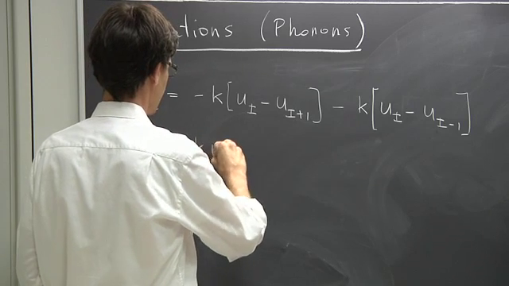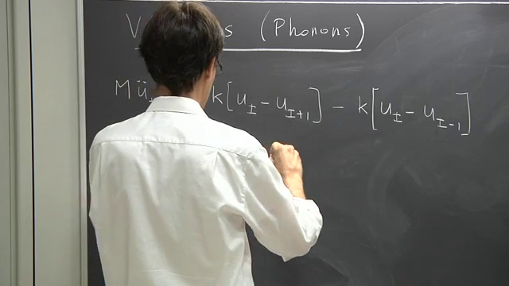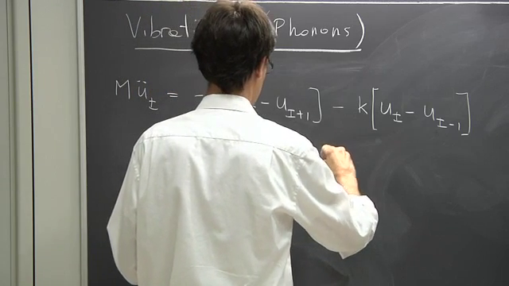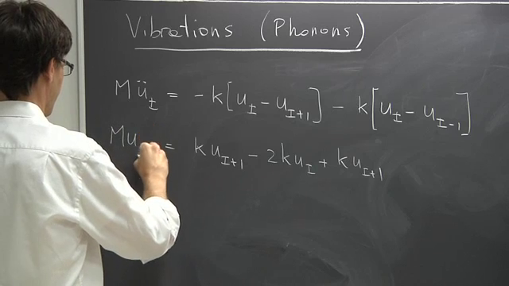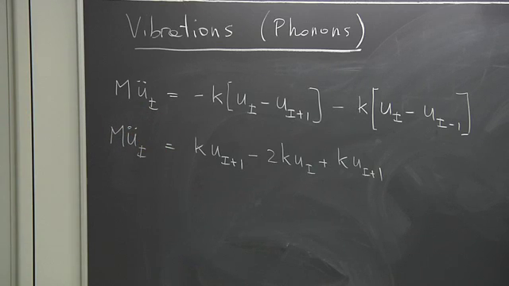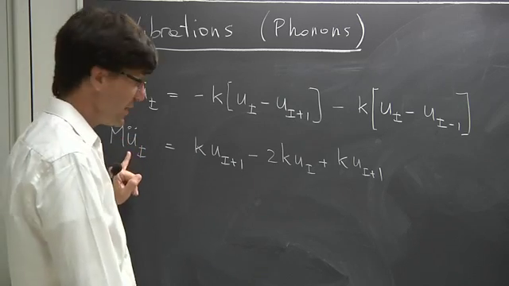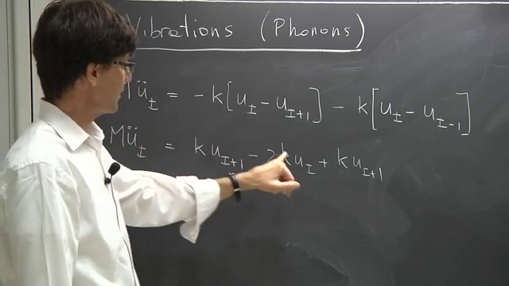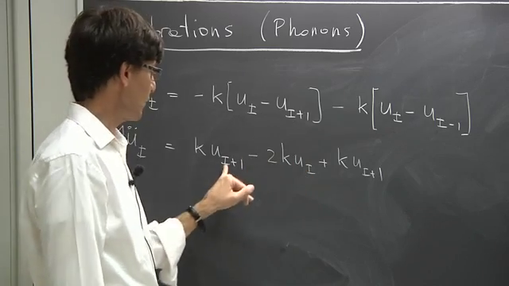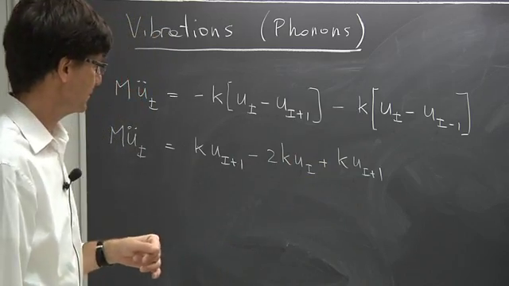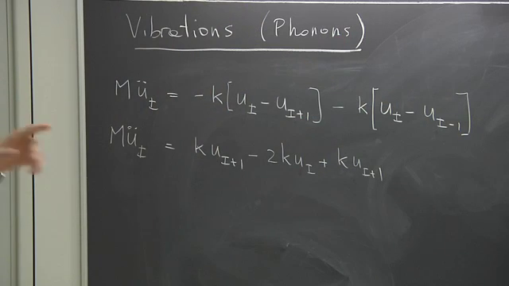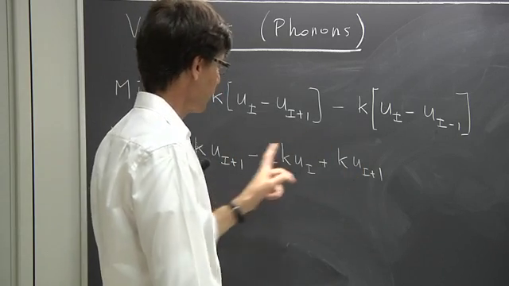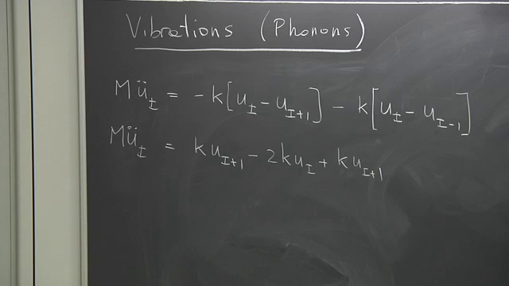Okay, so here I have K Ui plus 1 minus 2K Ui plus K Ui minus 1. So the dynamics of atom I is affected by where atom I is, obviously, but also where nearest neighbors are. And in our model we are forgetting about second nearest neighbors and onward. But the important thing is that the dynamics of atom I is now correlated to the dynamics of atoms I minus 1 and atoms I plus 1.